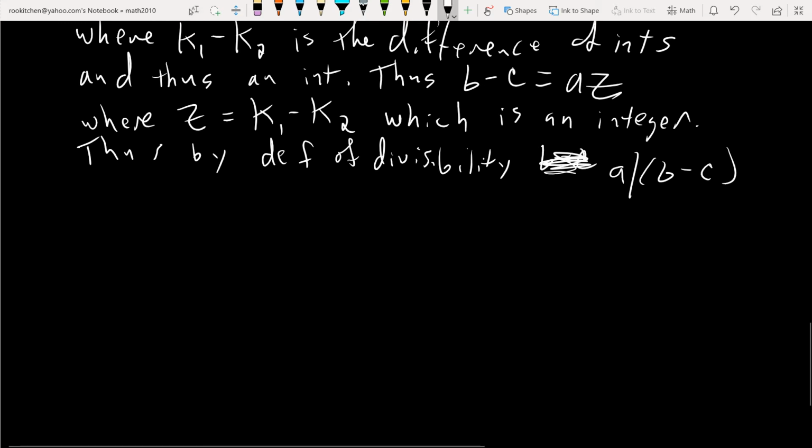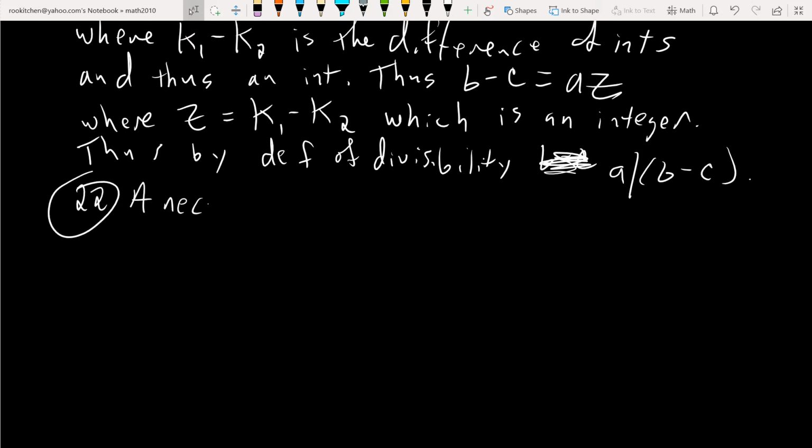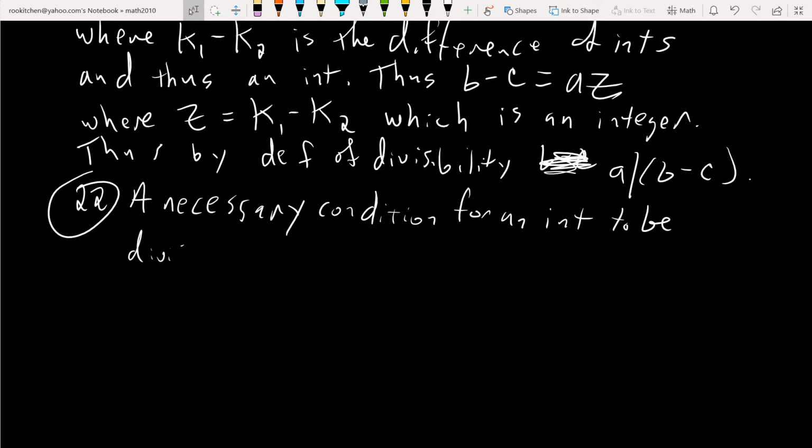So that's the outline and the way most of these proofs will go. They're all the same at the end of the day. Let's look at maybe one or two more. So let's look at number 22. A necessary condition. They still are trying to confuse you with the necessary and sufficient stuff. A necessary condition for an integer to be divisible by 6 is that it's divisible by 2.